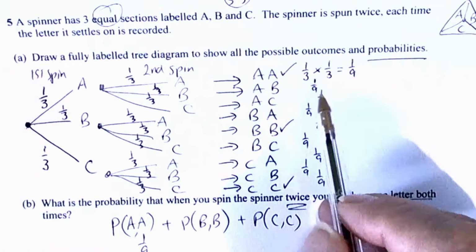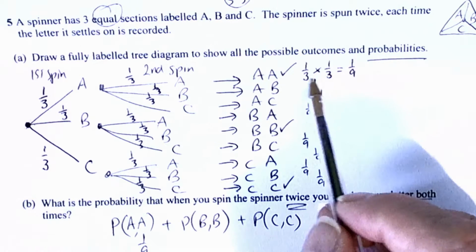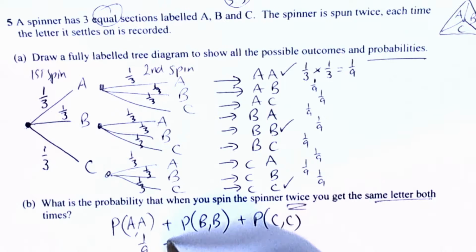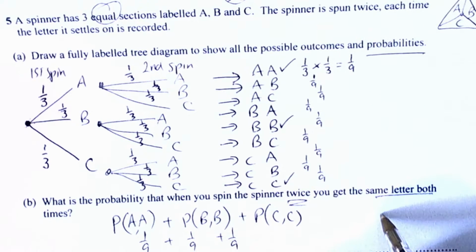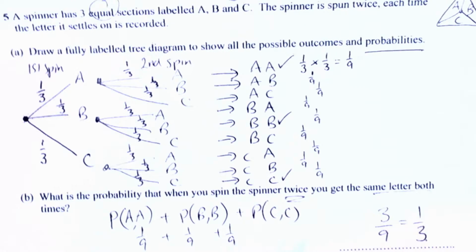And we saw a minute ago that to work out the probability of each of those outcomes, it was 1/3 times 1/3. So we're going to do a 9th plus a 9th plus a 9th, which gives us a final answer of 3/9, which cancels down to 1/3.